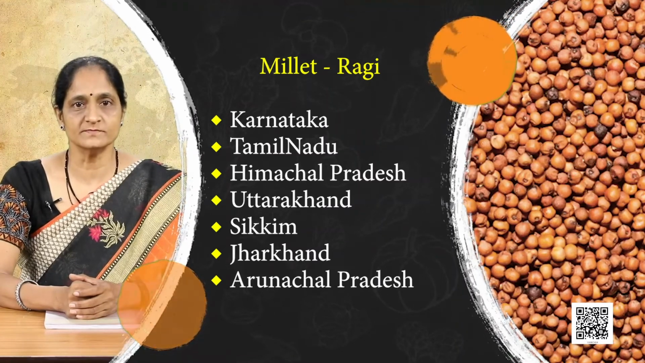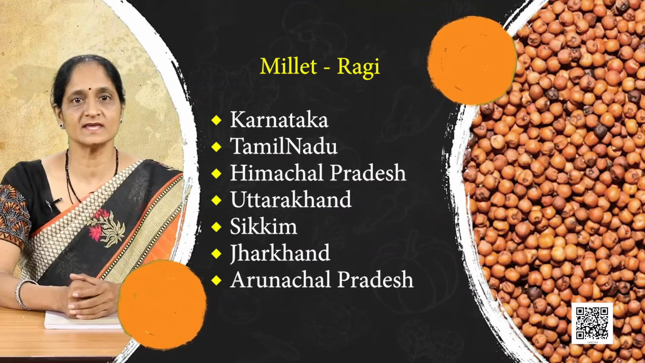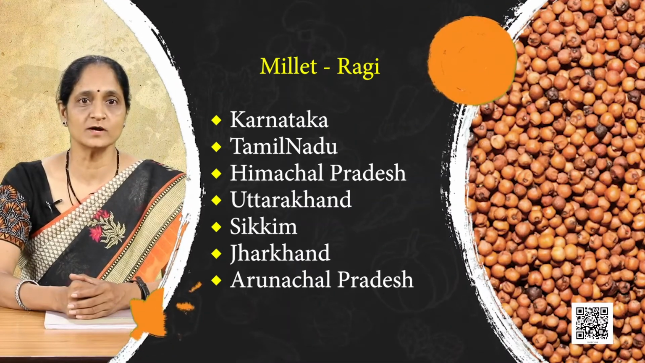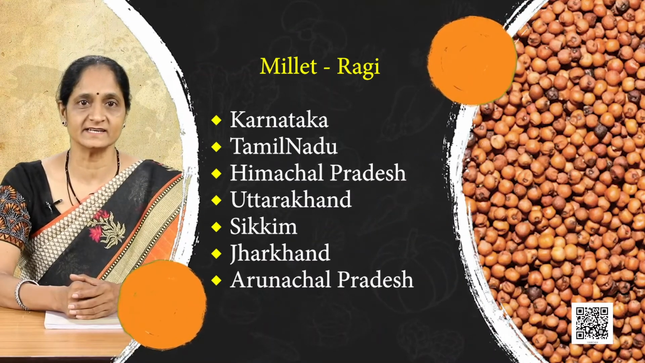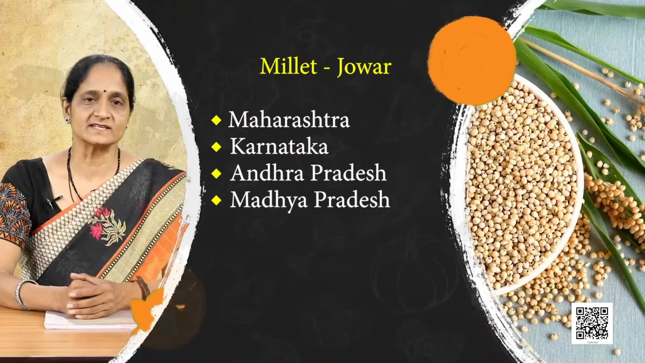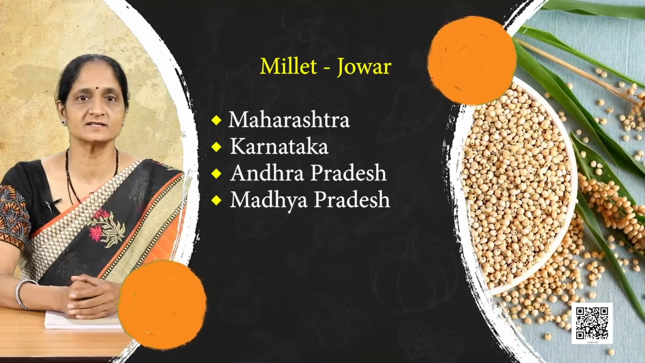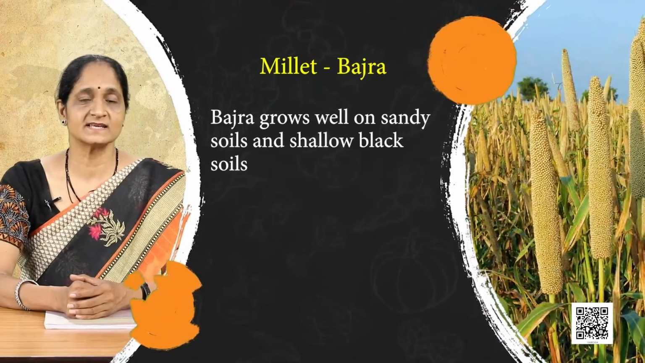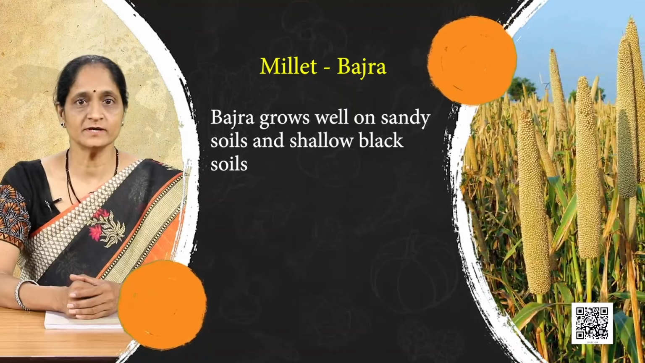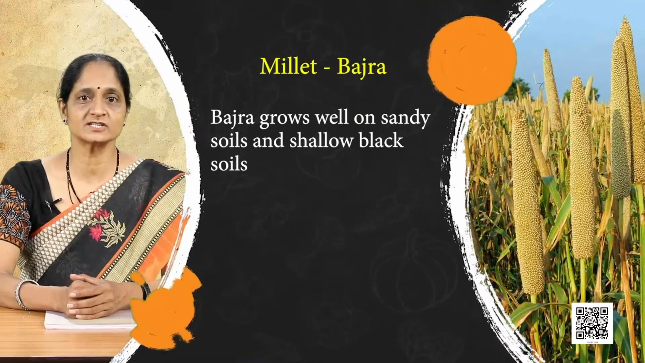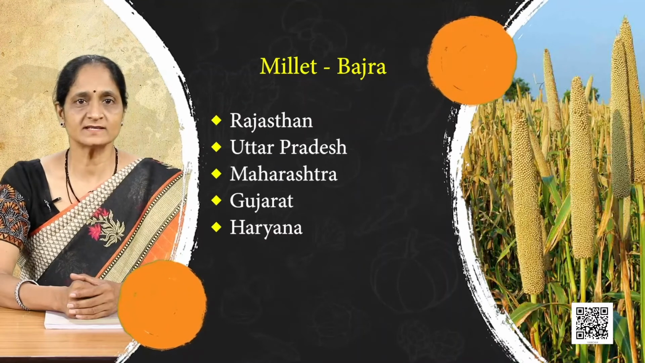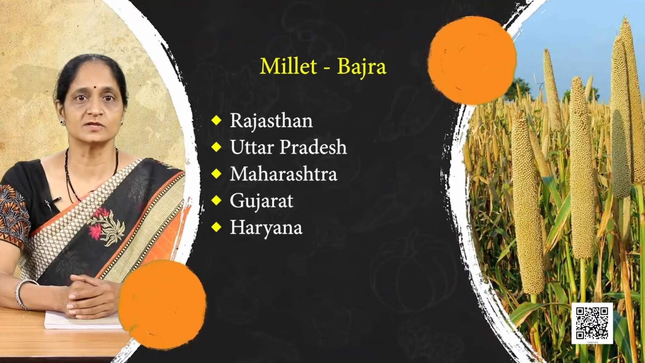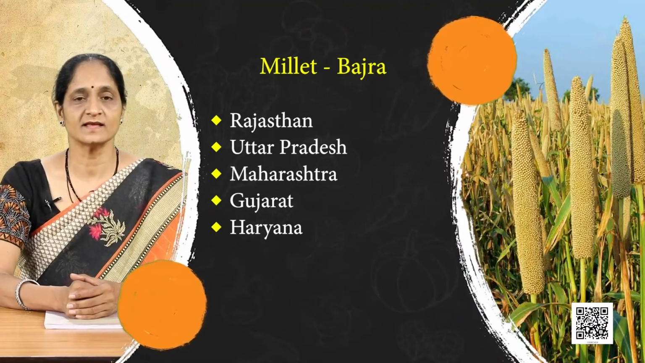Jowar is the third most important crop with respect to area and production. It is a rain-fed crop and it is mostly grown in the moist areas which hardly need irrigation. The major jowar producing states include Maharashtra, Karnataka, Andhra Pradesh and Madhya Pradesh. Bajra is yet another millet. Do you know it grows well on sandy soils and shallow black soils? Which are the states that are known for producing bajra? Rajasthan, Uttar Pradesh, Maharashtra, Gujarat and Haryana.